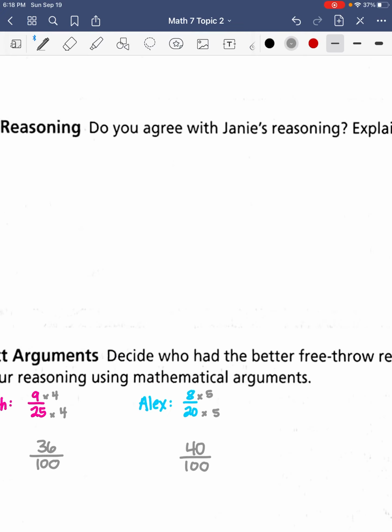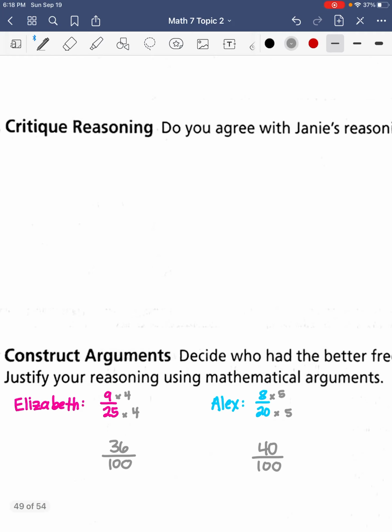So now that I have two fractions with the same denominator, I can compare my numerators. And I can see that 36 is a smaller number than 40. So I know, based on comparing these two fractions, that Alex had a better free throw record.